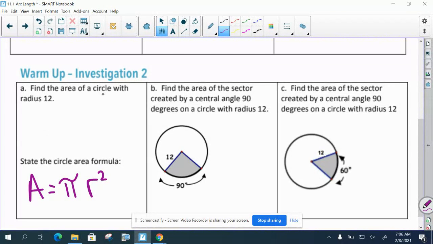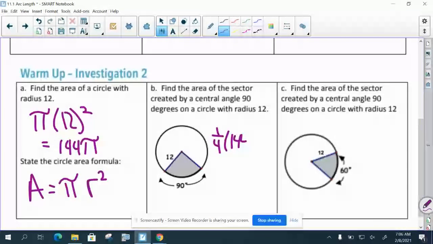So it says to find the area of a circle with a radius of 12. So we'll do pi times 12 squared. 12 squared is 144. So we get 144 pi. Part B, find the area of a sector. So a sector is like a piece of the circle or like a piece of pizza, created by a central angle of 90 degrees. So once again, we're going to take 1/4 of the area of this circle. So 1/4 of 144 pi.